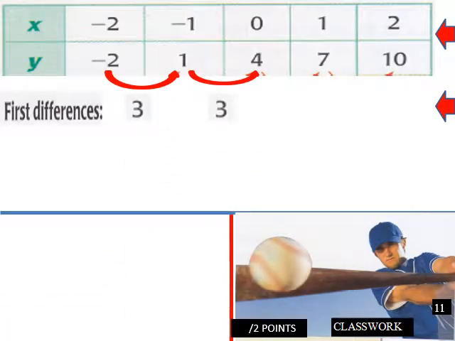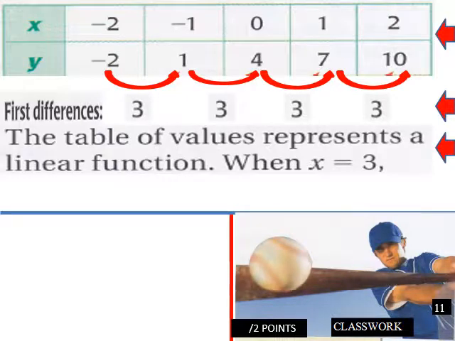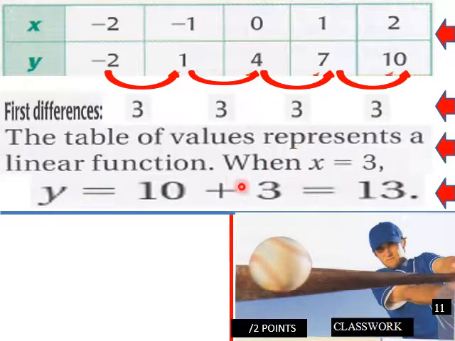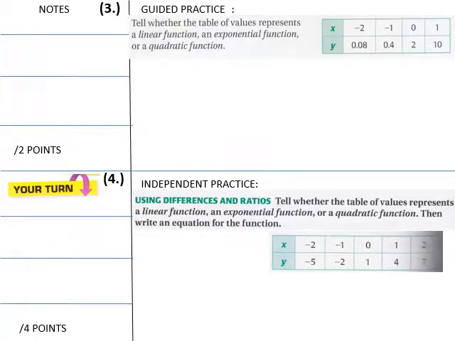Okay, in this situation, the first differences are 3, 3, and 3. The table of values represents a linear function. So when x equals 3, what would it be? It would be 13, because each one adds 3 to the previous. So this is linear.